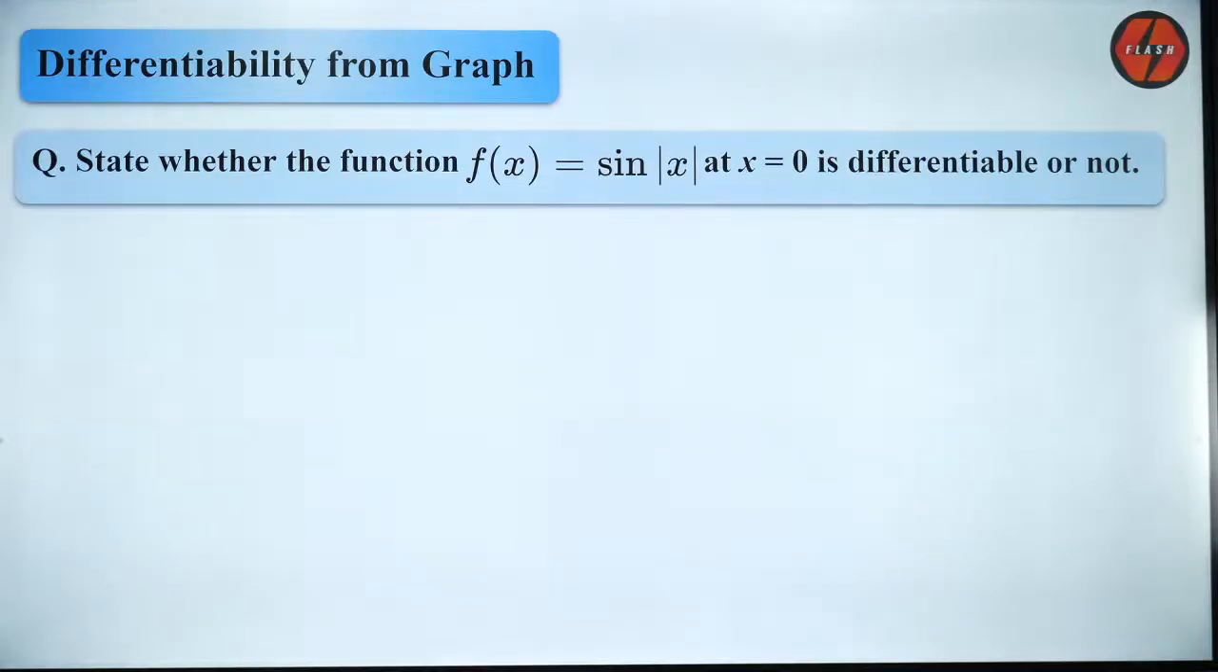Great, guys. Awesome. So, what is the answer? Is it differentiable or not?